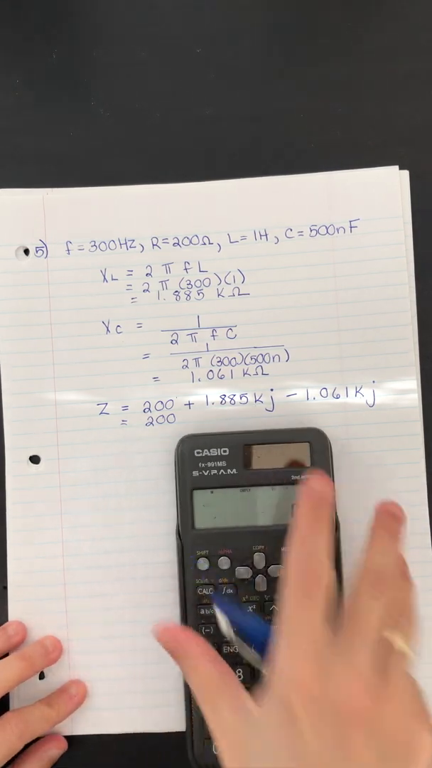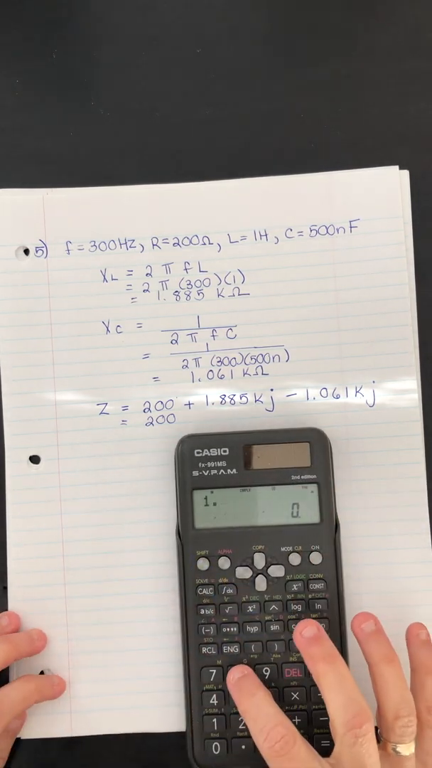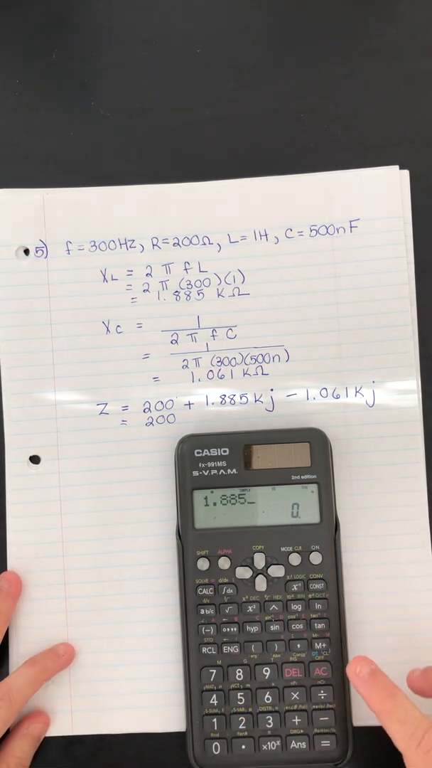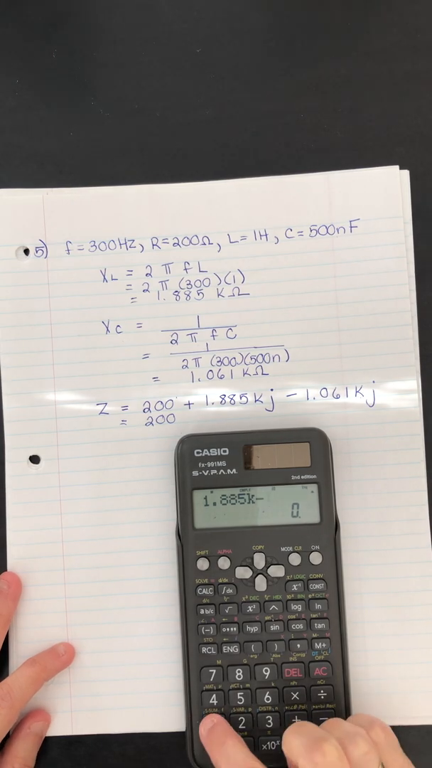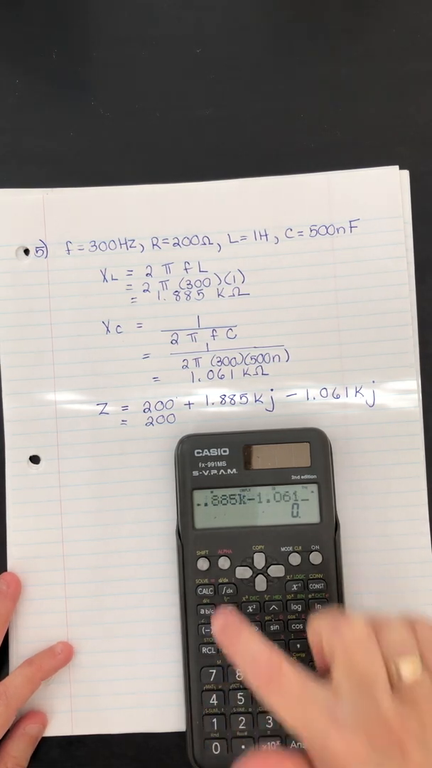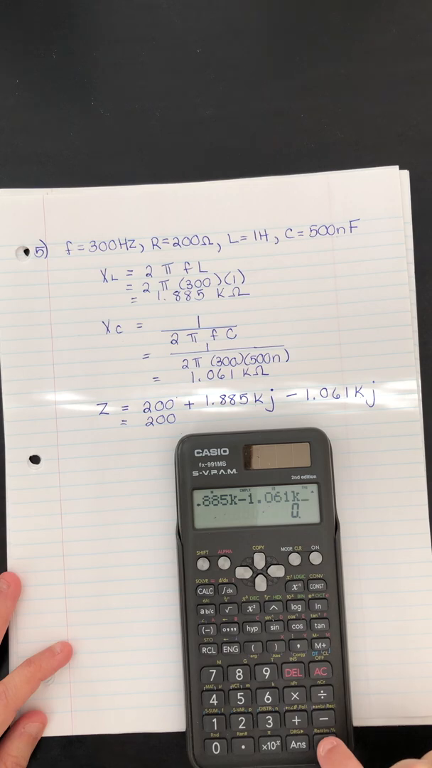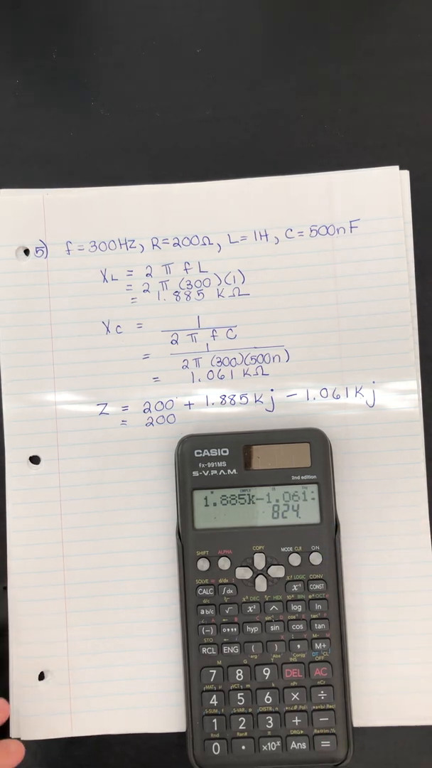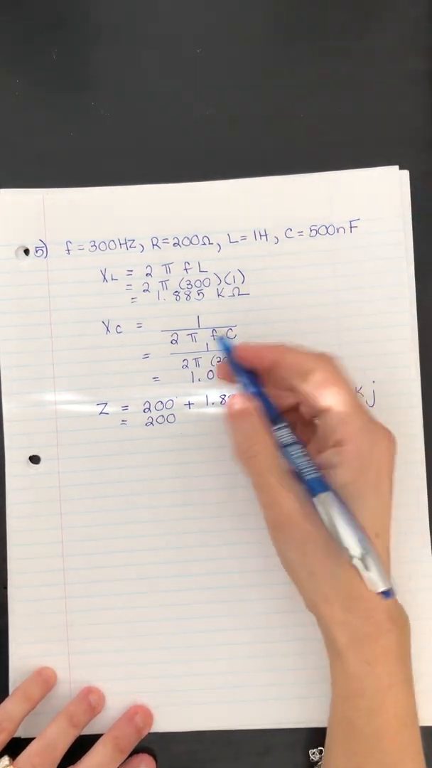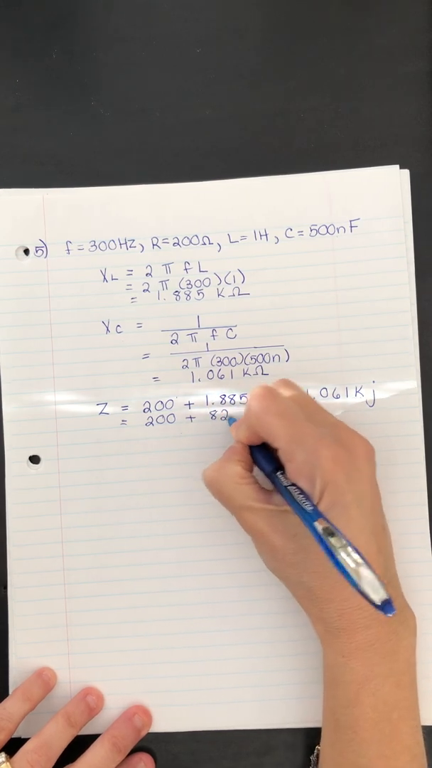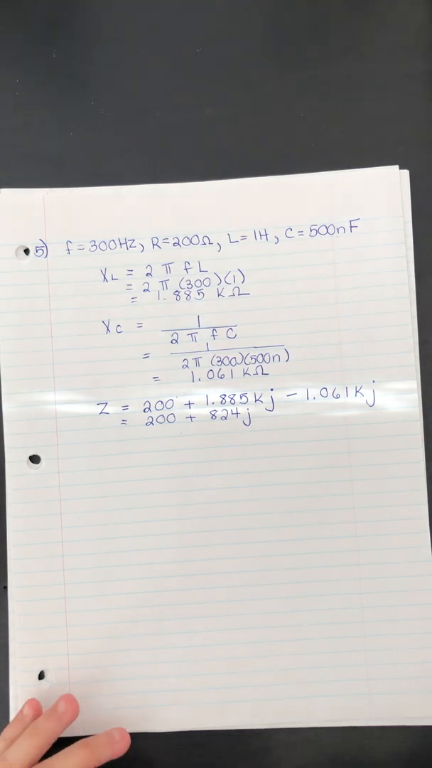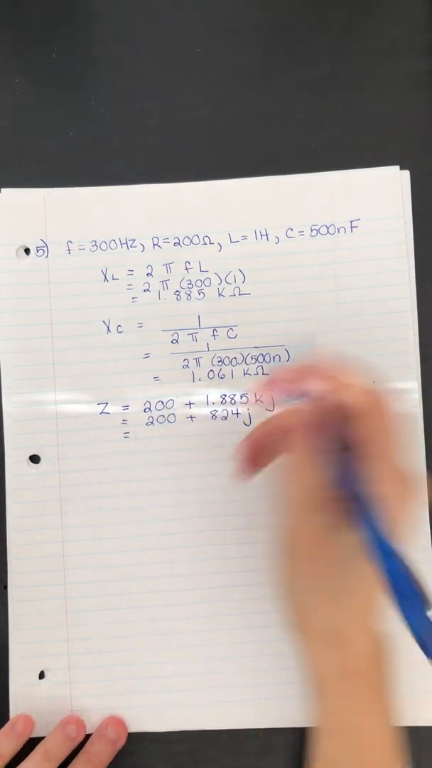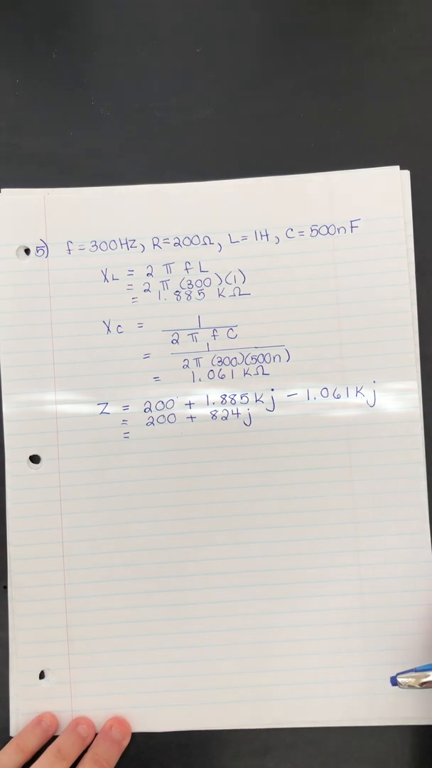So we want to take 1.885 kilo, and from that, subtract 1.061 kilo. And we get this, 824. So plus 824J, just like that. And now all I'm going to do is convert that to polar form to complete the problem.